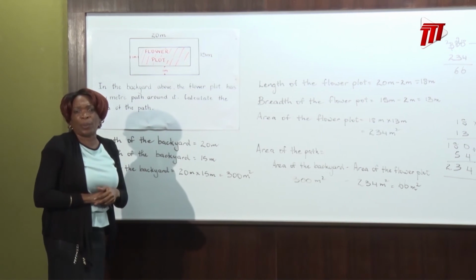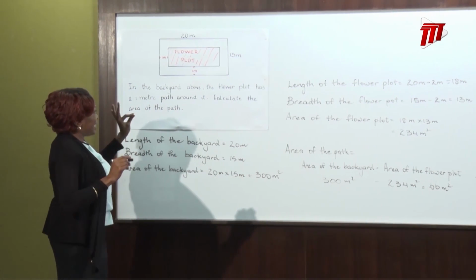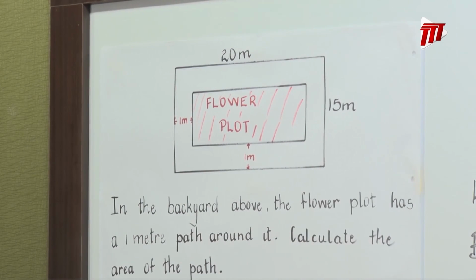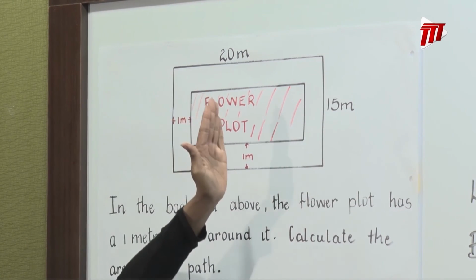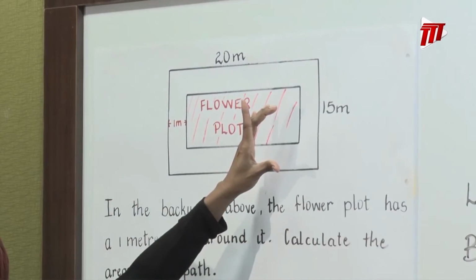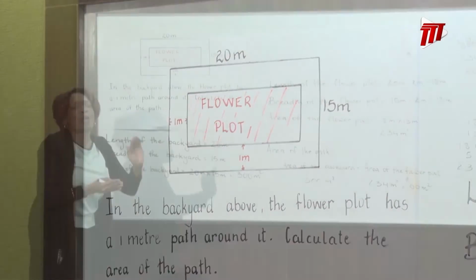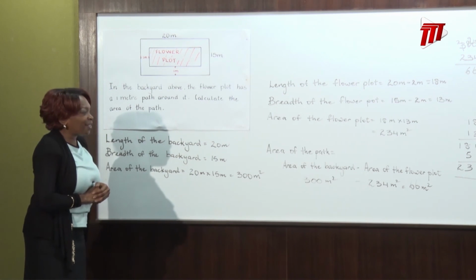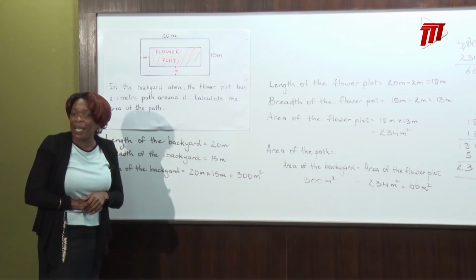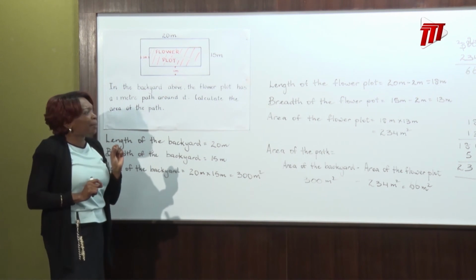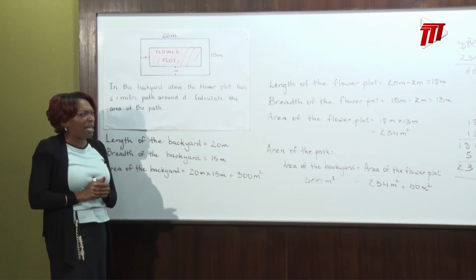Let me just go over it with you again. In order to get the area of the path, we must first find the area of the entire backyard. Then we must find the area of the plot. And then we subtract both of them. Are you understanding me? Wonderful. How many of you got 66 meters squared? Excellent job, children. So you see, when we look at this, area is not all that bad, you know.